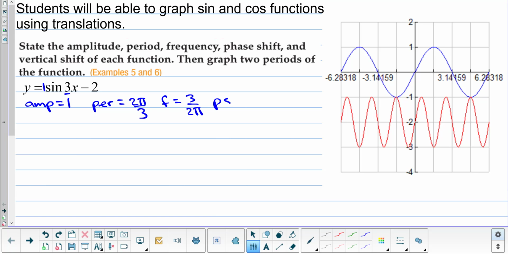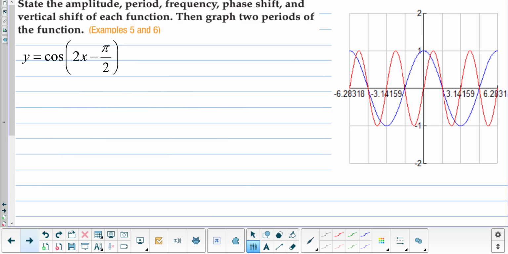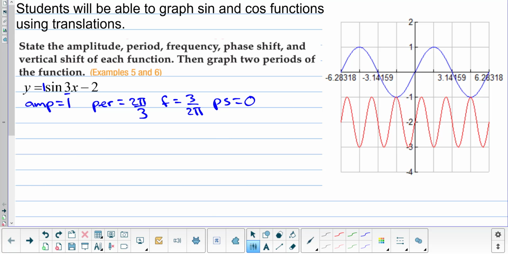And then phase shift is none right now, and if we look at, I think the next one, see we have the parentheses here, so we have a phase shift of actually pi over 4 on that one, but we'll get to that. On this one, we don't have those parentheses. And then the vertical shift is down 2. There's your vertical shift right there.